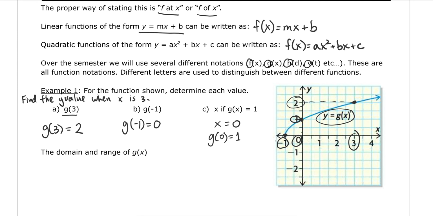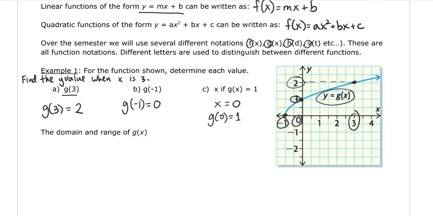Okay, so let's find the domain and range of my function g of x. So it's this graph right here. It starts at -1 and it goes to the right. So for my domain, I can say my domain, x is the element of all real numbers. I don't see any skips anywhere. It's a continuous curve. So x is the element of all real numbers such that x is a number greater than or equal to -1.